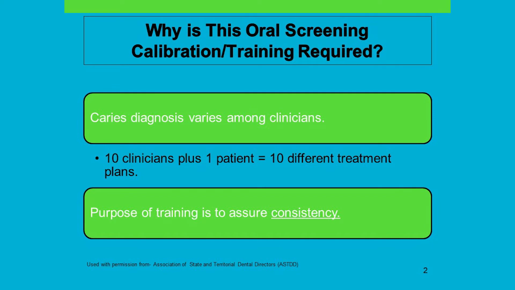You may ask why we are requiring oral screening calibration. It is essential that everyone screen children in the same manner. As you can see from the slide, with multiple screeners, diagnosis and treatment plans can vary greatly. Set criteria are used and everyone must follow the criteria. The basic screening survey is an underestimation of oral disease and is used in all state and national surveys.